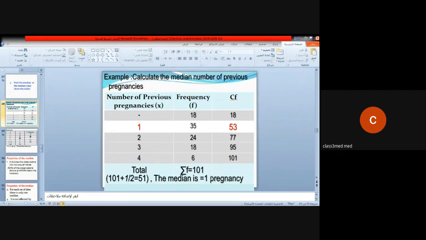Now we have calculated the cumulative frequency, then the position of the median. We have the sample size n is 101, plus 1 divided by 2, so we get 51. So the order of the median, or the position of the median, is the observation number 51. And so we go back to the table and we find that observation number 51, its value is 1. So therefore the median here is one pregnancy.